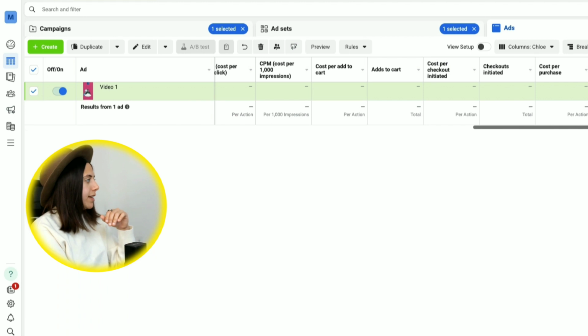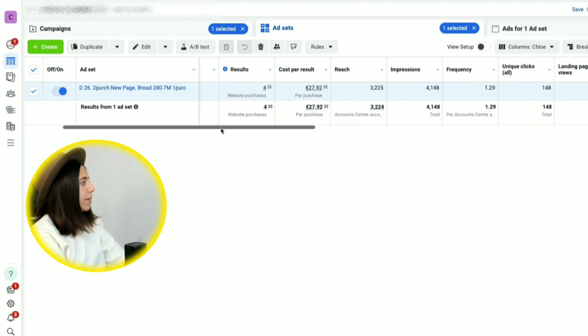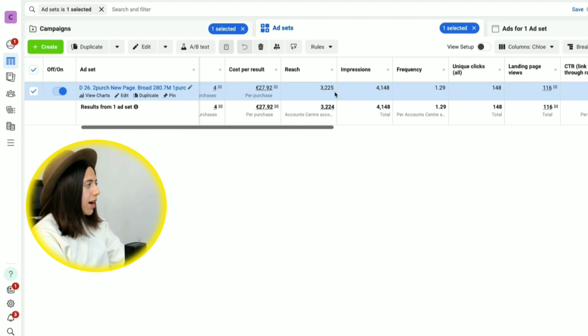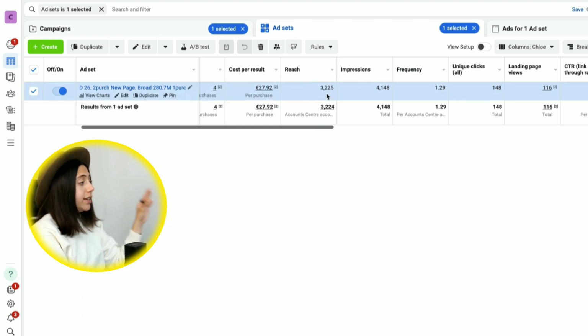Let me show you guys an example. So you can see over here as an example, I got 4 purchases on this ad set. My cost per result is $27 or 28 euros, I would say. Reach 3,225, and then impressions, as we talked about, is going to be higher than reach, so 4,148. So you can see the reach is unique times it was seen by individuals, and then impressions is how many times it was seen in total.